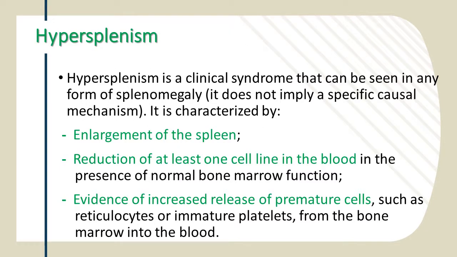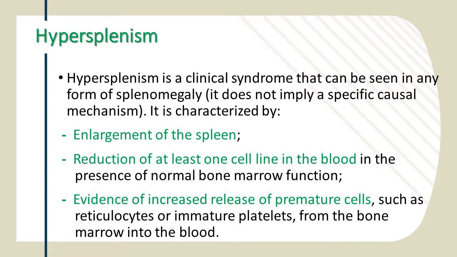There are certain terms we should be familiar with, and these are hypersplenism and hyposplenism. Hypersplenism is a clinical syndrome that can be seen in any form of splenomegaly. It does not imply a specific causal mechanism. It is characterized by enlargement of the spleen, reduction of at least one cell line in the blood, in the presence of normal bone marrow function. In addition, there is evidence of increased release of premature cells, such as reticulocytes or immature platelets, from the bone marrow into the blood.